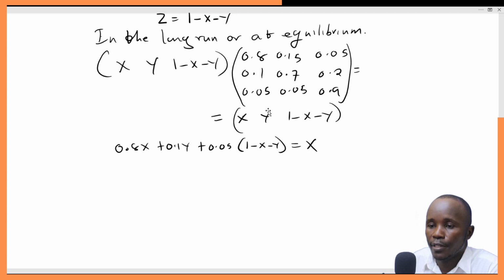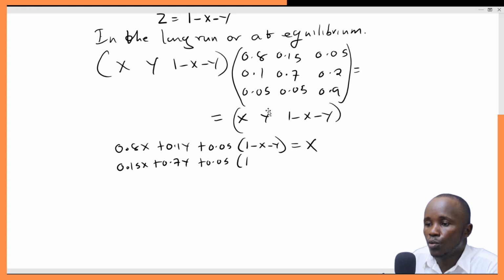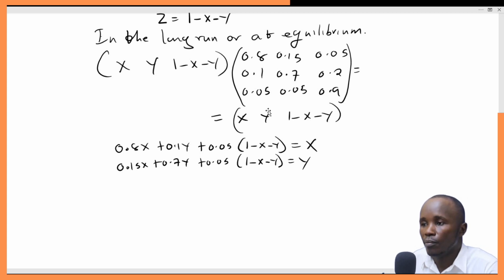Row times the column. Second, 0.15x plus 0.7y plus 0.05 into 1 minus x minus y. It should give me y. The transition matrix is not changing.